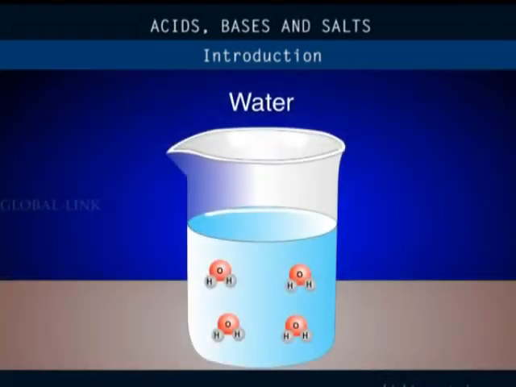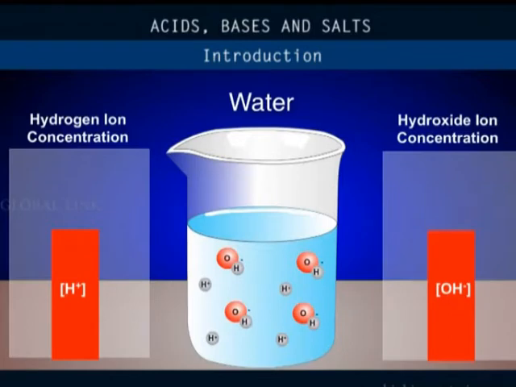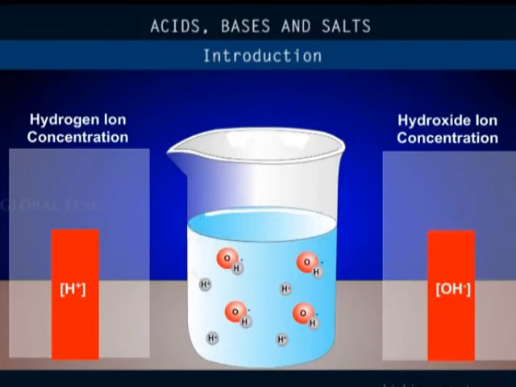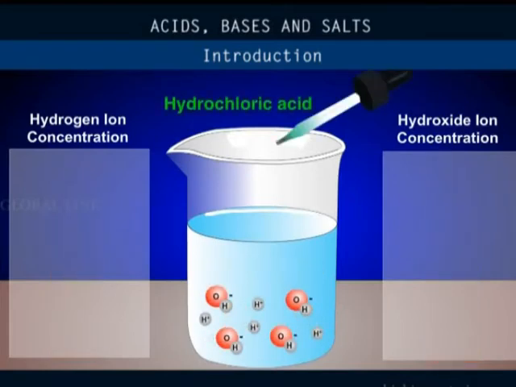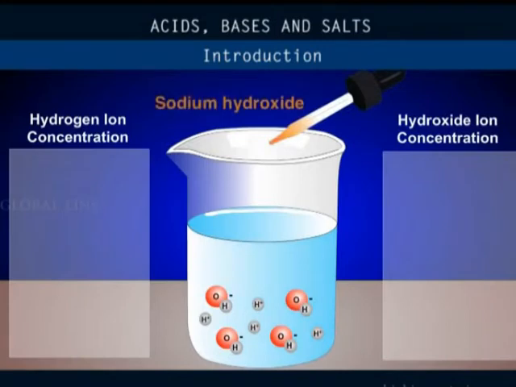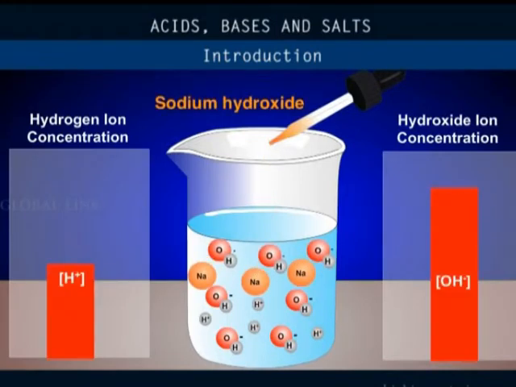Consider water. When water dissociates, it breaks into equal number of hydrogen ions and hydroxide ions. In contrast, when certain other substances dissociate, they may release more hydrogen ions or more hydroxide ions. For example, hydrochloric acid releases more hydrogen ions when it dissociates, and sodium hydroxide releases more hydroxide ions when it dissociates.